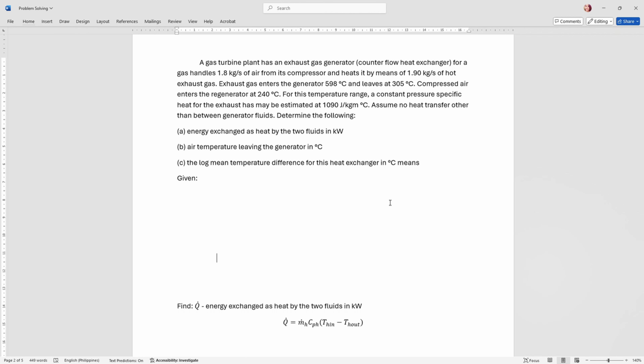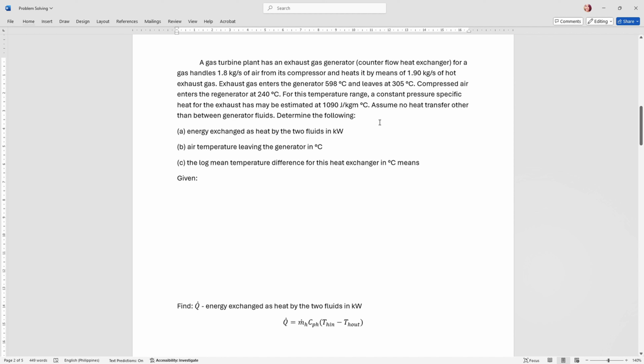So mag-solve tayo ng isa pang heat exchanger problem. A gas turbine plant has an exhaust gas generator na nag-handle ng 1.8 kg per second ng air tsaka ng 1.9 kg per second ng hot exhaust gas. So yung temperature na nag-enter is 598 degrees Celsius at nag-leave ng 305 degrees Celsius. So, sa compressed air naman, nag-enter naman siya ng 240 degrees Celsius.